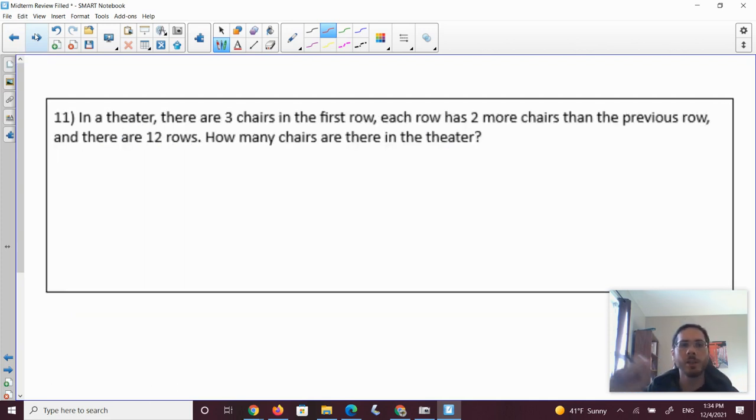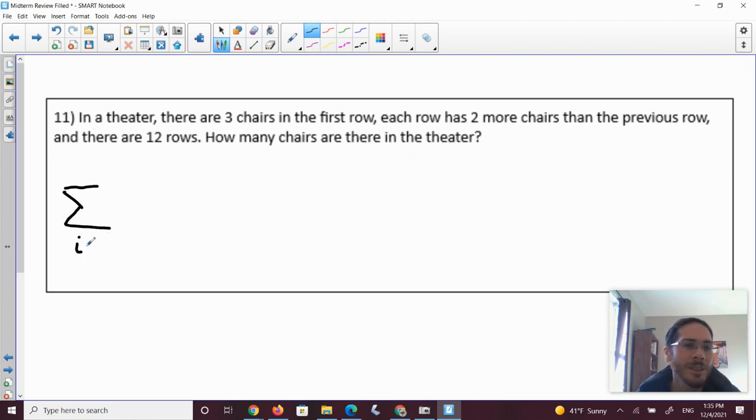For 11, in a theater, there's 3 chairs in the first row. Each row has 2 more chairs than the previous row, and there are 12 rows. How many chairs are there in the theater? So this one's really well set up for, oh, you know what's going to come. There it is. That looks like it's going to be the best way to do this one.